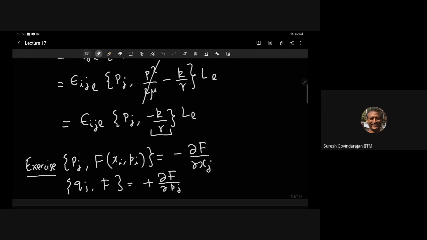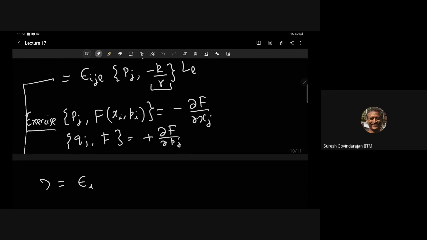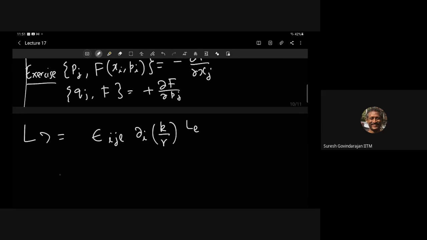Okay, so this is now some complicated function, but it just says that P acts like minus gradient of this quantity. Coming back here, epsilon_ijl. There are two minuses, so I get rid of that, plus gradient or d_i of k by r. Okay, you can simplify this, and what do you get? You get the Poisson bracket. See, I keep using Poisson brackets.